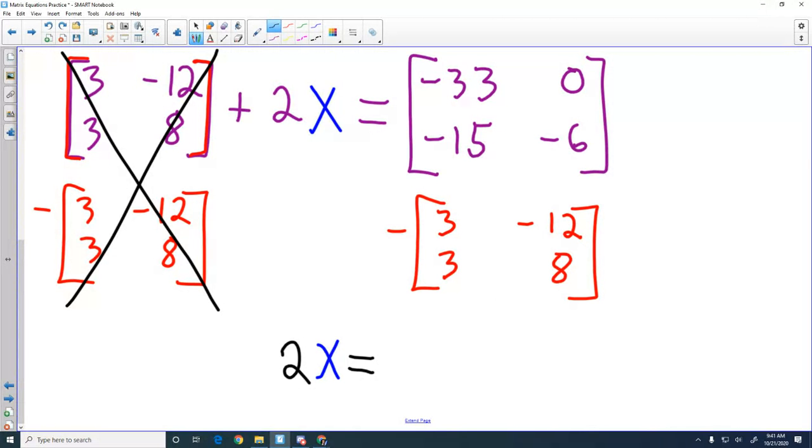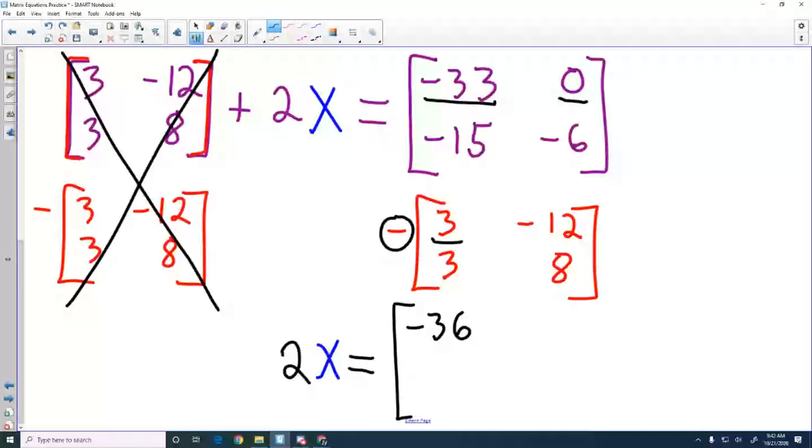And we are going to actually subtract these two matrices from each other. You start by just subtracting corresponding elements. So we're going to take a negative 33 minus a 3. So negative 33 minus 3 is negative 36. We're just going to do that for every element.